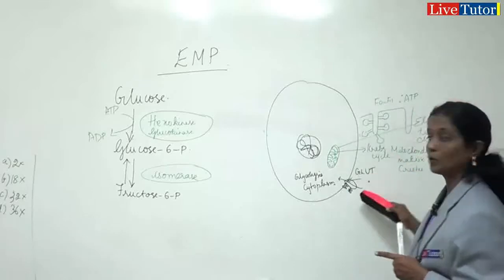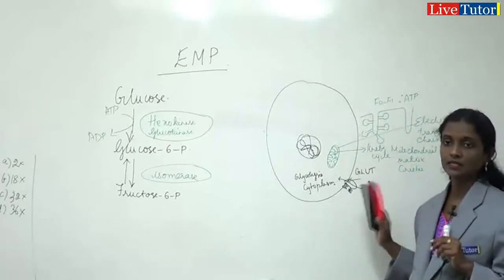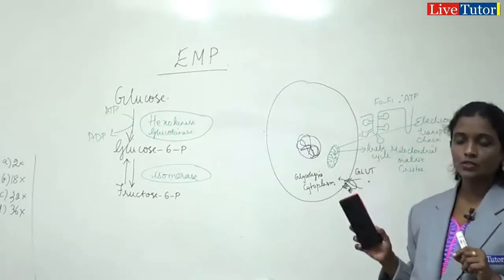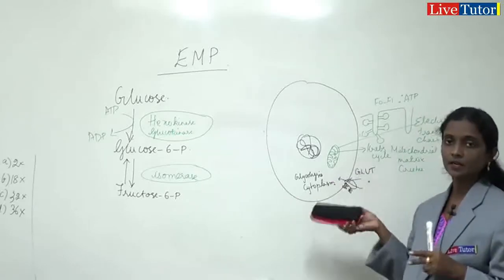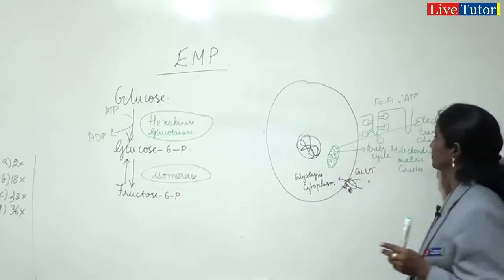I'll erase this. I hope you have copied this. You have to keep this in mind: the cytoplasm, the cytosol, is where glycolysis takes place, and the mitochondrial matrix is the next step, and the inner membrane of mitochondria is the step after that.